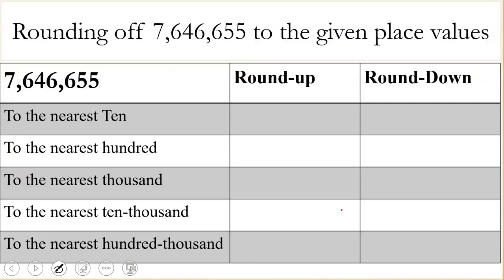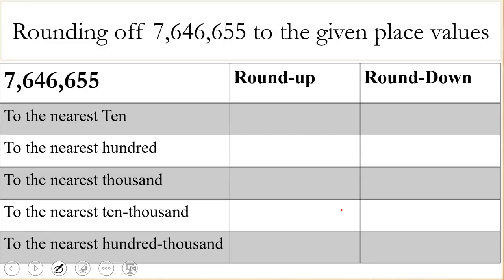Now, let's look at a very huge question like this. Rounding off 7,646,655 to the given place values that we have here. We are going to consider running down and running up of these numbers. Then in our next video, we'll look at specific rounding off numbers to the nearest whole number.